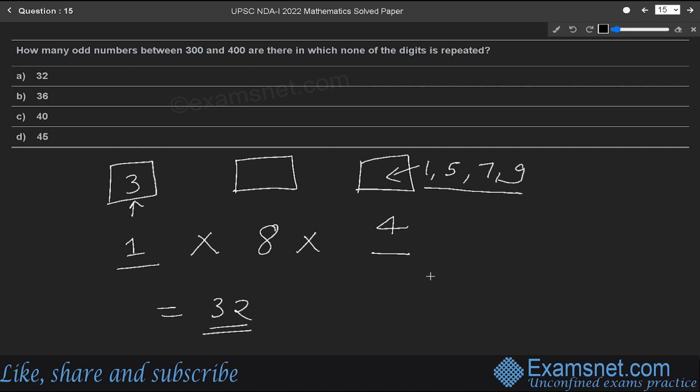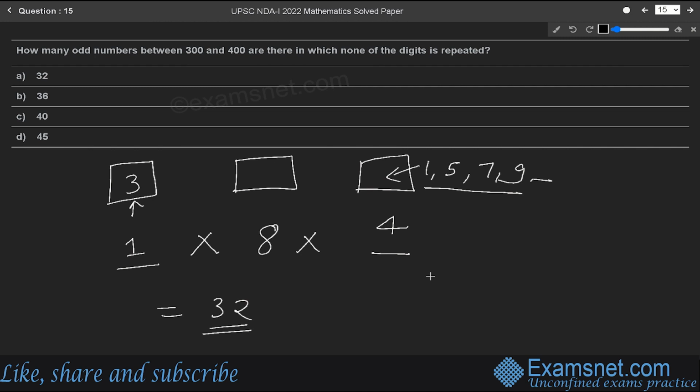I hope you have understood this question. It is a very simple question. Firstly, we have taken the first position as 3 because we know that the first position is always 3. And other than 3, the odd numbers are 1, 5, 7, 9. Now here, why have I not written 3? Because we cannot repeat any digits. Therefore, I have not written 3 here.